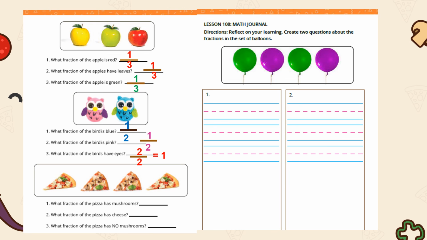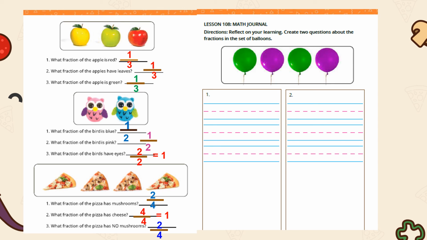Next, we have group of slices of pizzas. He asked me what fraction of pizza has mushrooms. We have 2 slices have mushrooms, so the fraction will be 2 over 4. Number 2, what fraction of pizza has a cheese? They all have a cheese, so 4 over 4 equals 1. Number 3, what fraction of pizza has no mushrooms? 2 slices has no mushrooms, so the fraction will be 2 over 4.